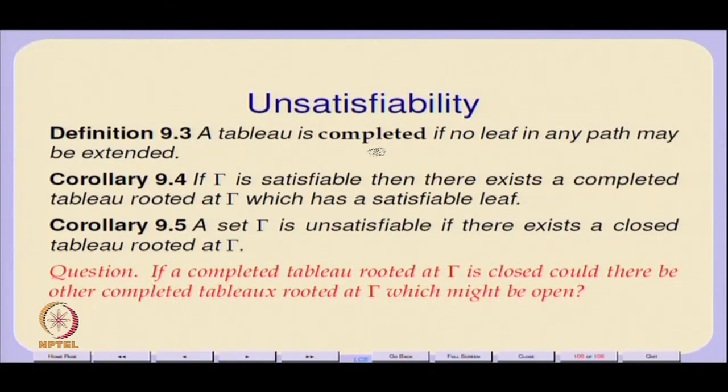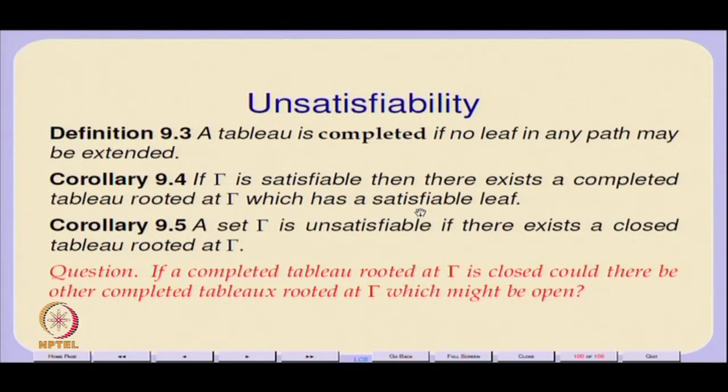So, we would say a tableau is completed if no leaf in any path may be extended, which means that there is absolutely no rule that is applicable on any of the leaves. And if gamma is satisfiable, then there exists a completed tableau rooted at gamma, which has a satisfiable leaf.